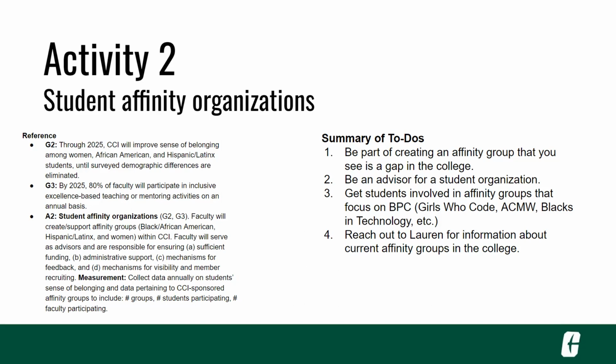Some of the to-dos are to be part of creating an affinity group that you see as a gap in the college. Marla Mejias has recently been doing this with an organization, I believe Blacks in Technology. You can do that as well if there's a national organization and you want to work on a chapter at UNC Charlotte. That's certainly a possibility. You can also be an advisor for a student organization that we currently have, especially if there happens to be a lapse in leadership.